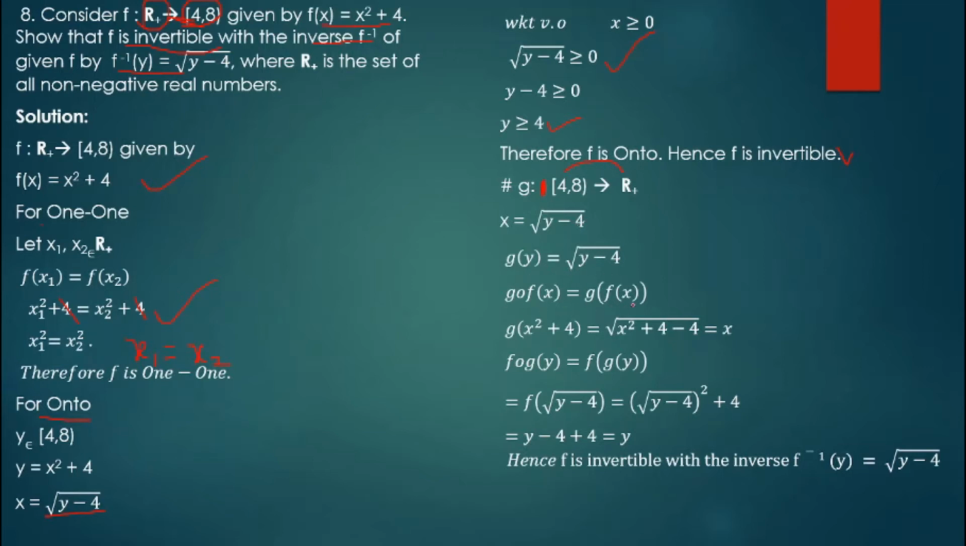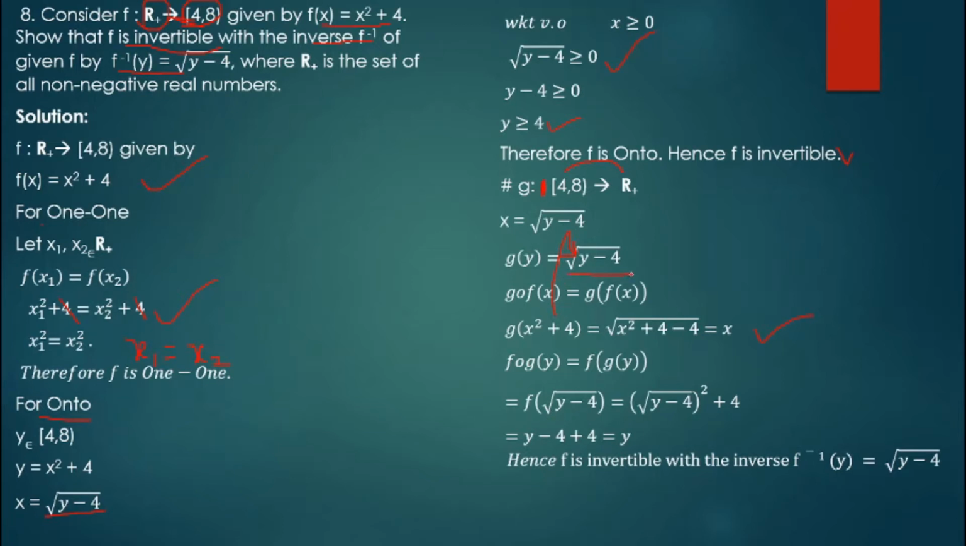gof(x) is equal to g(f(x)). So what is f(x)? x² + 4. That we substitute in this. Instead of y we substitute x² + 4, so x² + 4 − 4, where plus 4 minus 4 gets cancelled. So the root of x², that is x. So we got it. gof is x, that is the identity I_x. Next, fog(y) is f(g(y)) equal to, what is g(y)?